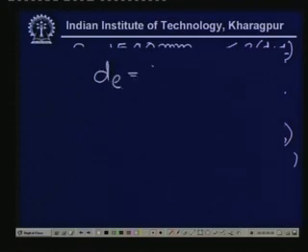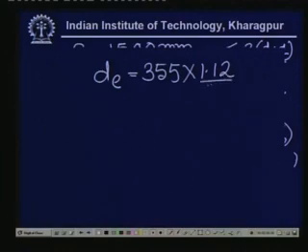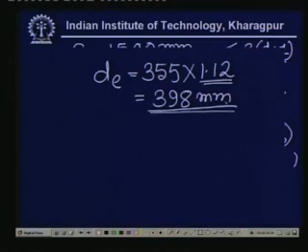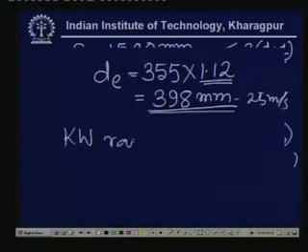That comes out to be 355, the equivalent smaller pulley diameter, to be more precise 1.12, this is the factor. That also I have found out from the design data book, you can consult it also. So 398 mm. Depending upon this pulley diameter and the belt speed of 25 meters per second, we find that the kilowatt rating comes out to be 12.1 kilowatt.